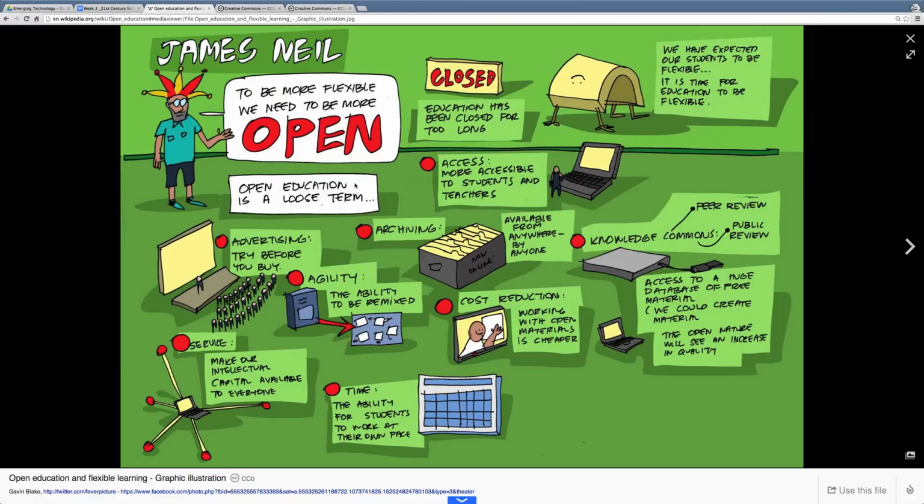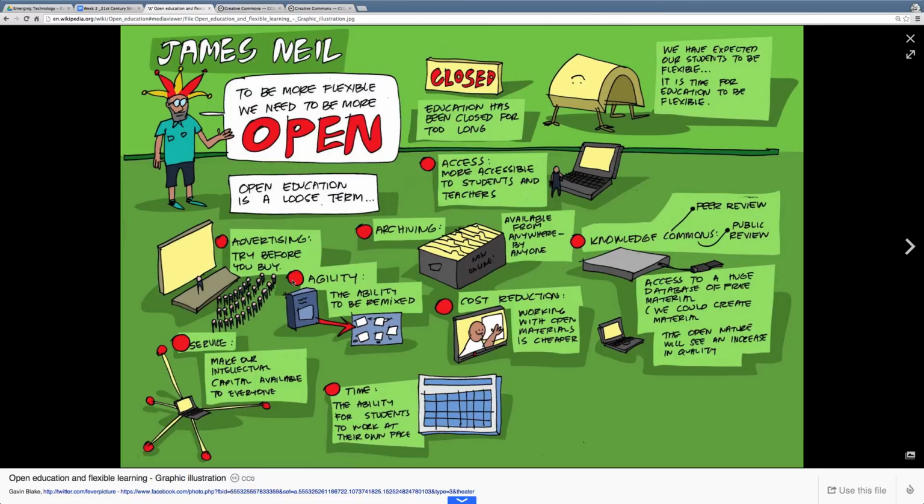Essentially, the whole point here is, like he says, education's been closed for too long, and it's restricted to people that can pay for it and all of those types of things. And so having open education really opens the door for, as it says down here, making our intellectual capital available to everyone, which I think is a brilliant way to put it.